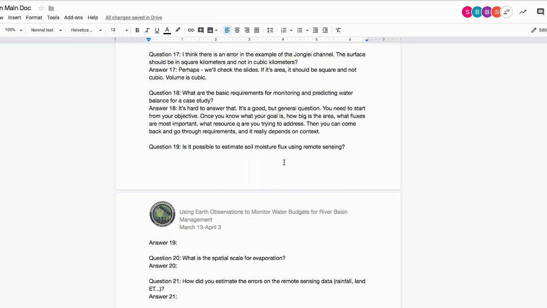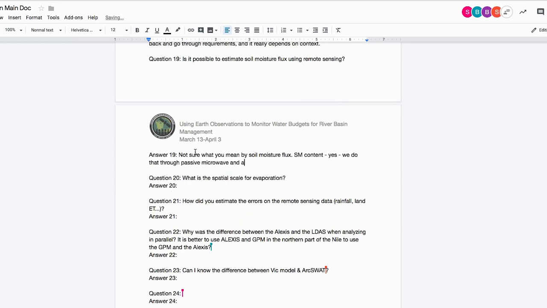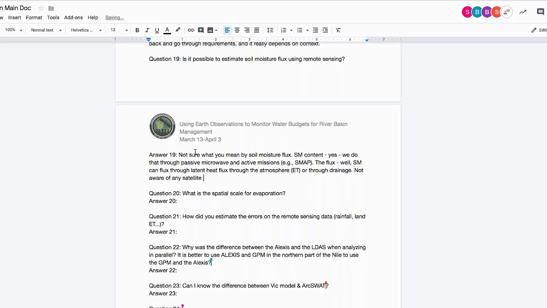Question 19: is it possible to estimate soil moisture flux using remote sensing? I'm not sure what you mean by soil moisture flux. So the soil moisture content, yes. We do that through passive microwave as well as the potential to do it through active missions. SMAP is an example of that. The fluxes, well, soil moisture can flux either through latent heat flux to the atmosphere, and that's evapotranspiration, and yes, we're monitoring that, or it can flux downward, right, through drainage, and that I'm not aware of any satellite technique to get drainage from the soil into deeper reservoirs. That's something you'd want to simulate.